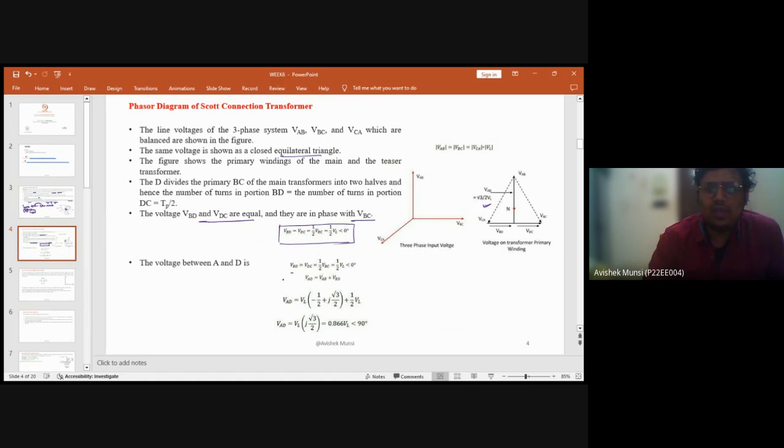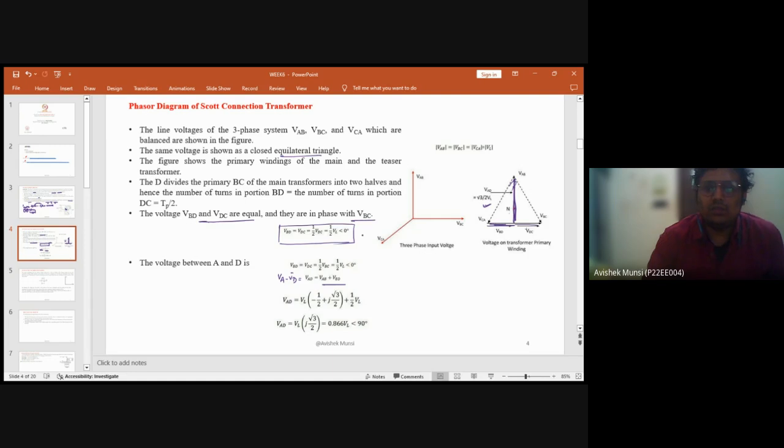So between A and D, that is basically VA minus VD. Then write it like VAD is VAB plus VBD, right? Between A and D will be the sum of VBD and VAB. This will give the VAD. So VBD and VAB will form the VAD.